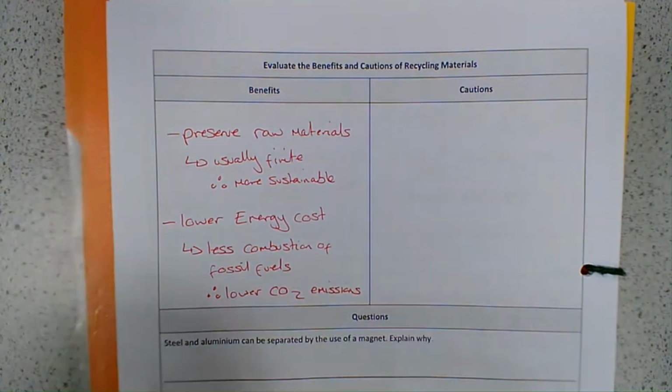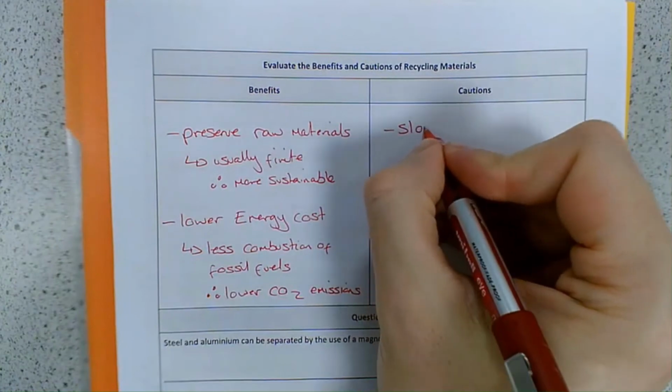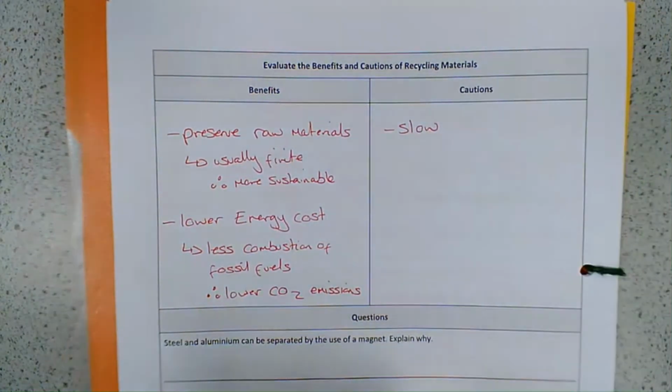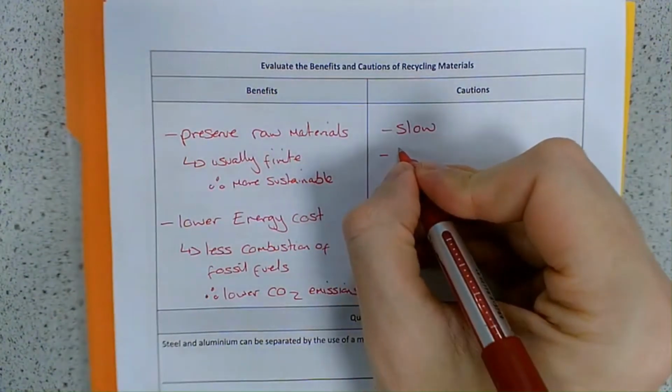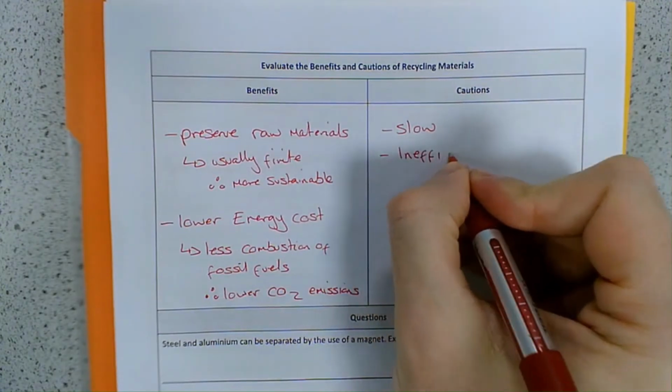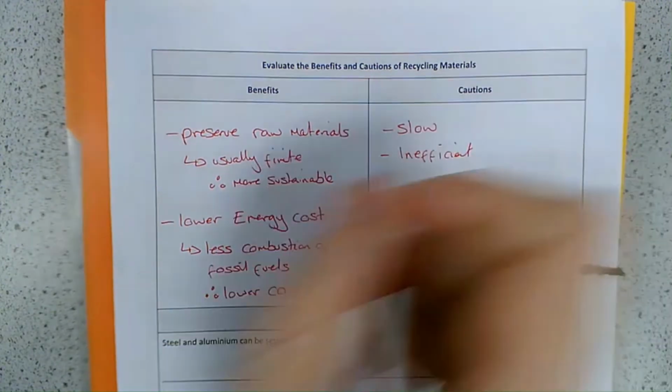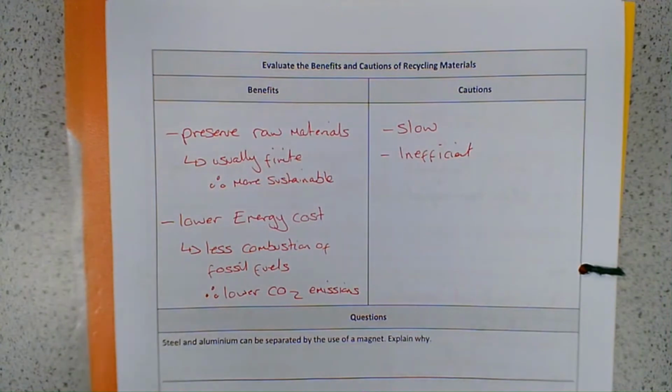So the drawbacks, it's a slow process. It's not very efficient. I think there's lots of different plastics that can and can't be recycled. It's all got to be sorted. It's all got to be separated. It's quite an inefficient process.